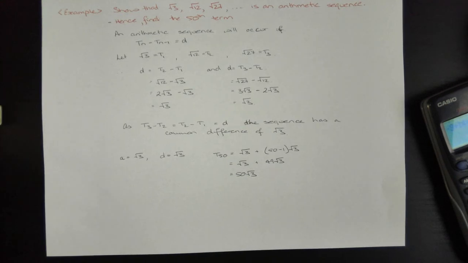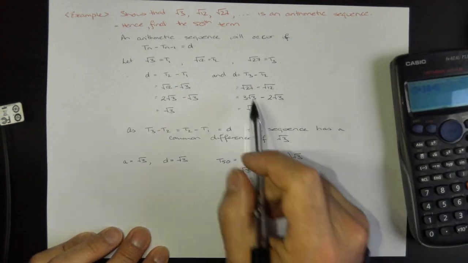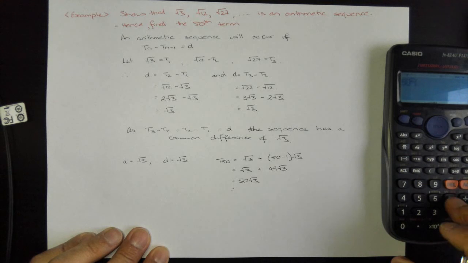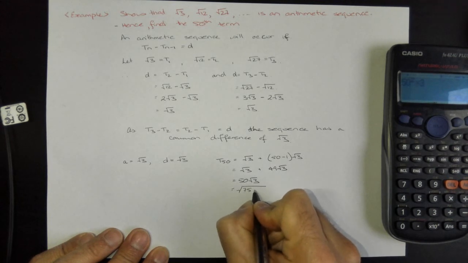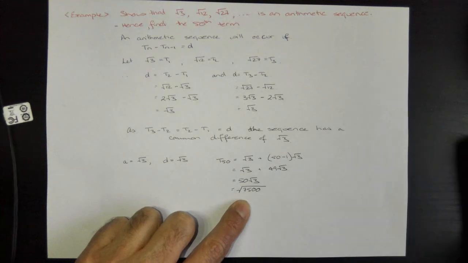And that's it. If we wanted it as a single root, 50 squared times 3 would be root 7,500. I'm only doing that so it looks similar to the answer to those questions.